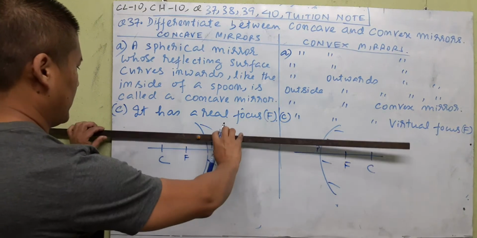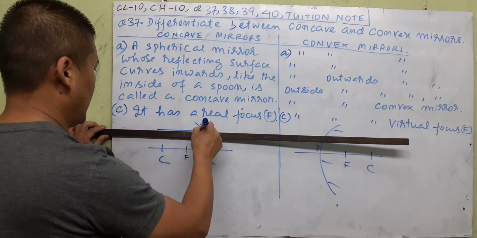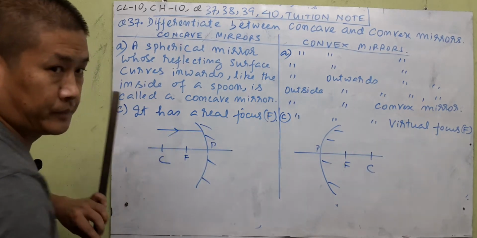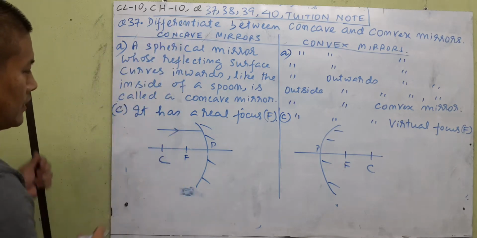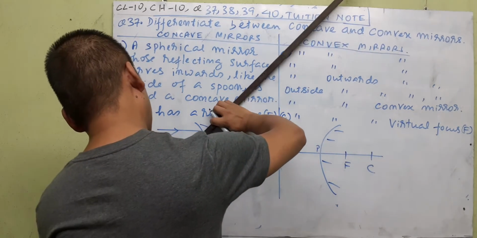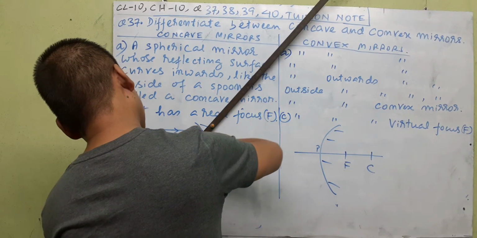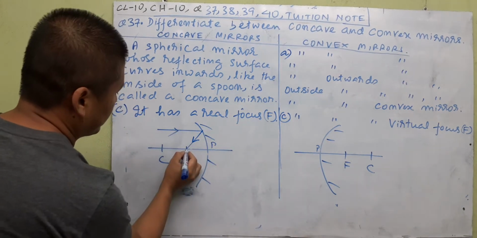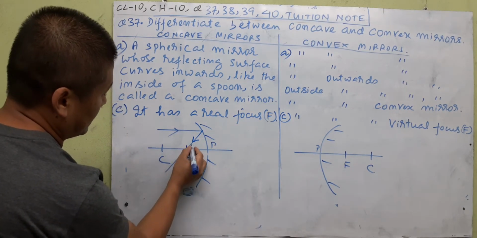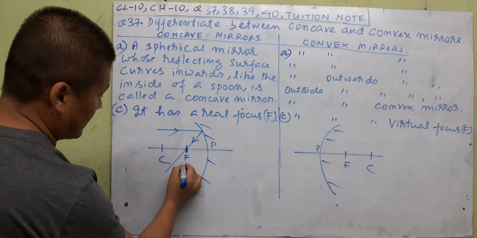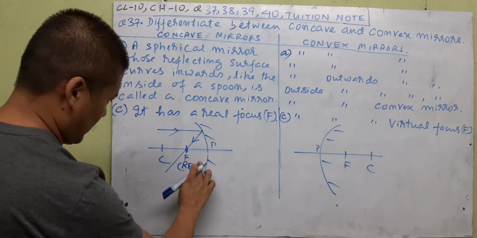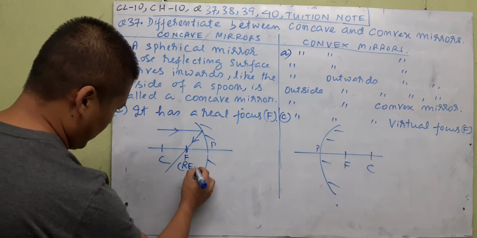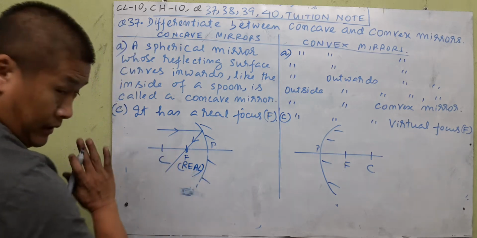Now let us draw a ray parallel to principal axis for concave. So this is concave side. Okay, it's already written. We know the rule is it will reflect and actually go to the focus. So this reflected ray really goes to the focus. See, this is a real ray. That's why this F is real, because the reflected ray is actually or really going to the F.